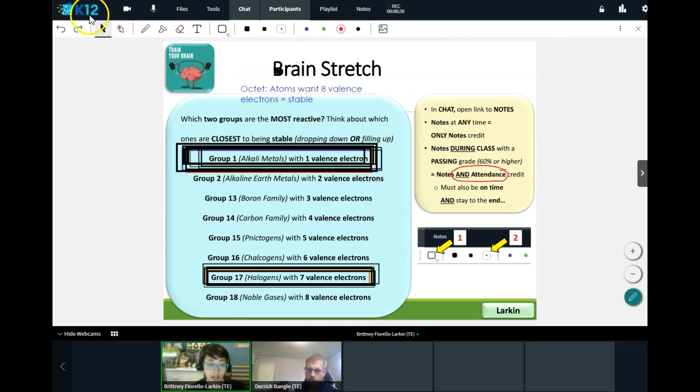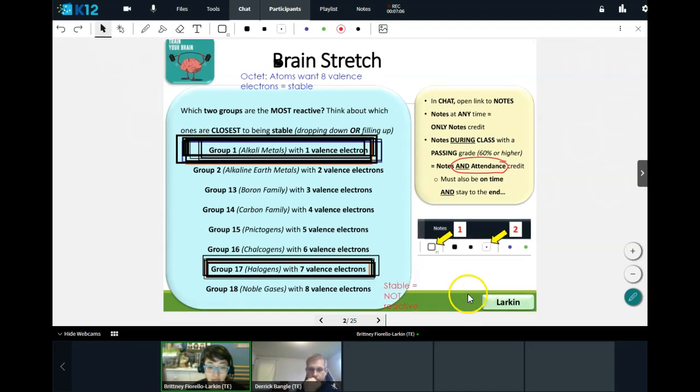So the only one up here that is stable is which group? Tell me in the chat which group has all 8 of its valence electrons. Excellent. I see Micah in the chat. Yeah, exactly. So group 18 has all of its electrons. This one is stable, so it's not going to be reactive at all because it's already stable. Again, we're looking for the groups that are close to stable, but not already stable.